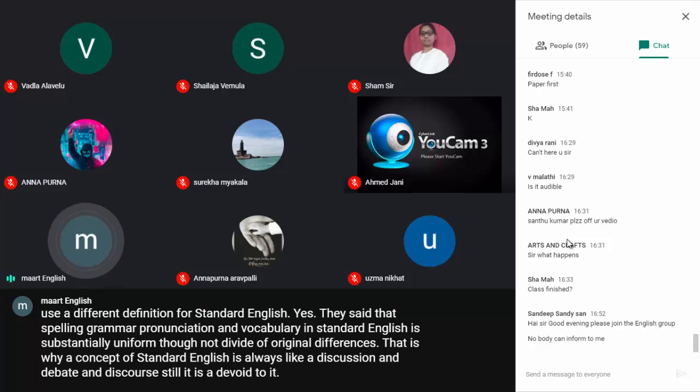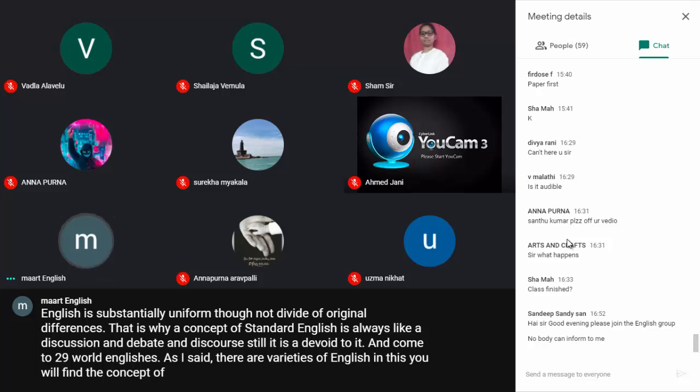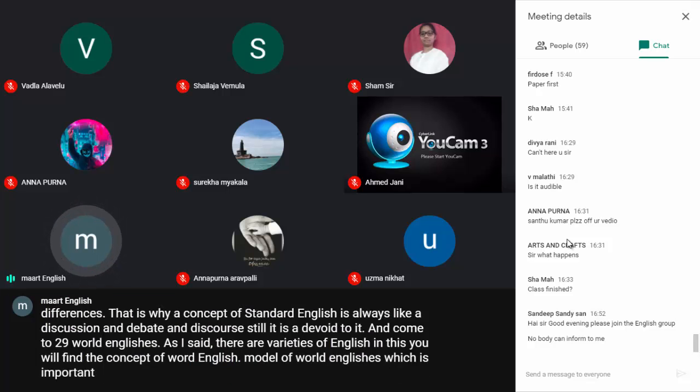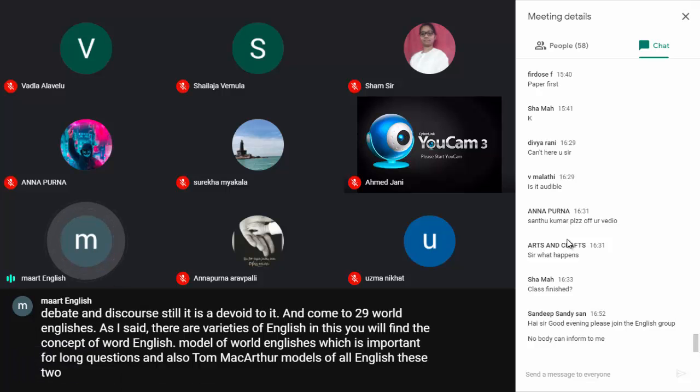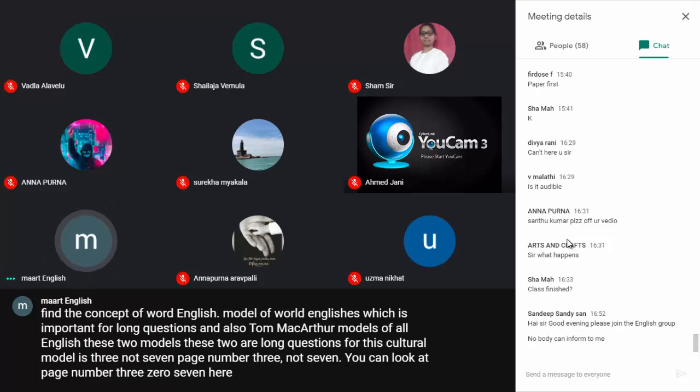Come to 29, World Englishes. As I said, there are varieties of English. In this, you will find the concept of World English, Kachru's model of World Englishes, which is important for long questions, and also Tom McArthur's model of World English. These two are long questions. Kachru's model is on page number 307. You can look at page number 307. Here you find Kachru's model.